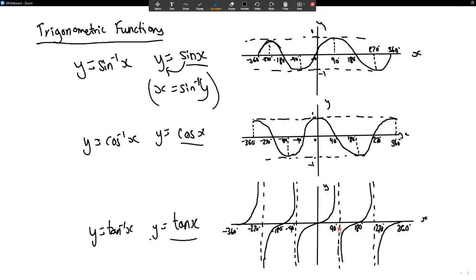Usually calculators output the smallest positive answer. So if you went for cos inverse of minus 1, like that, it would get the first positive value here, which would be 180 degrees. But minus 180 degrees is also an answer, because it intersects the graph like that.